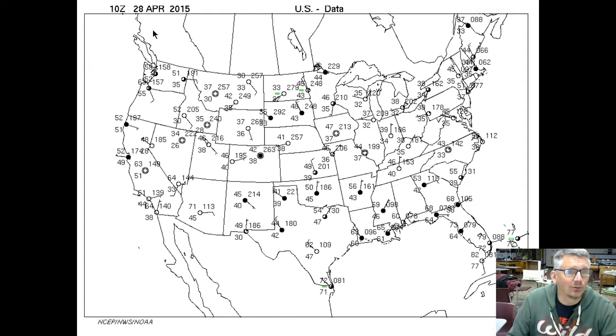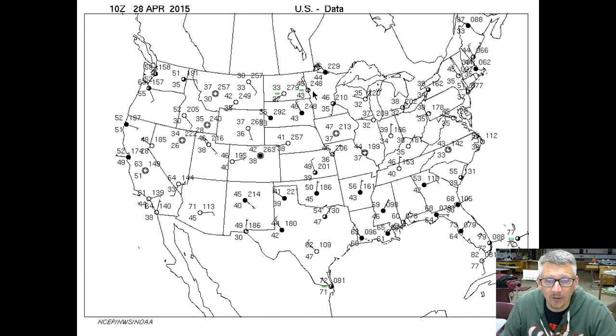And here's April 28th, 2015. At 10 Zulu, that would have been 5 in the morning. At Minneapolis, St. Paul, the temperature was 46 degrees and the dew point was 35, and the wind was out of the south at 5, and I'm going to call it 5 because it looks like that stick is going down, and that cloud cover I would say is 75%.